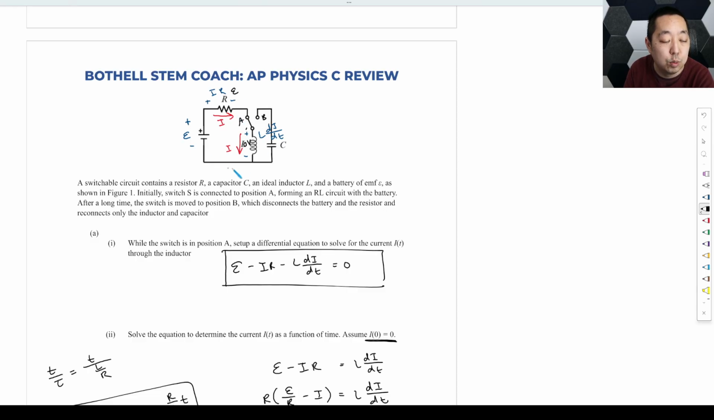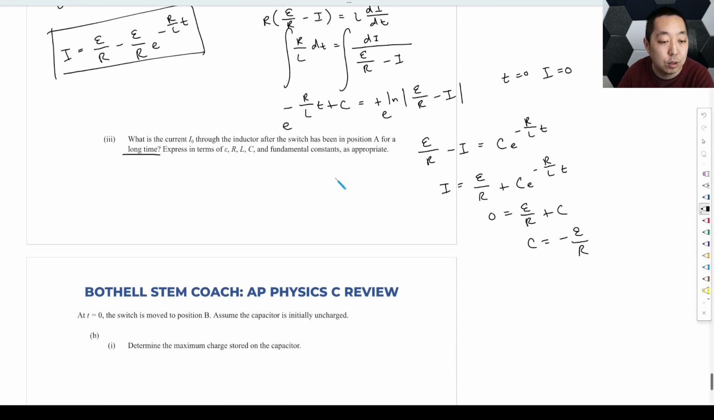Because if you look at your loop rule then, when you wait a long time, there's no voltage here. So then this has to absorb the full voltage drop here, because the drop here has to equal this epsilon. So then we have epsilon over the resistor. And then you know the current through the resistor would be just epsilon over R.